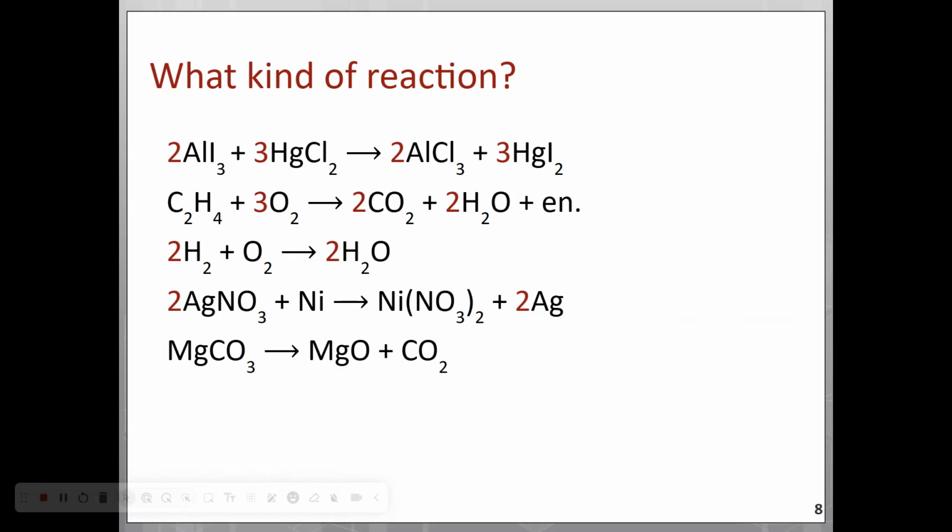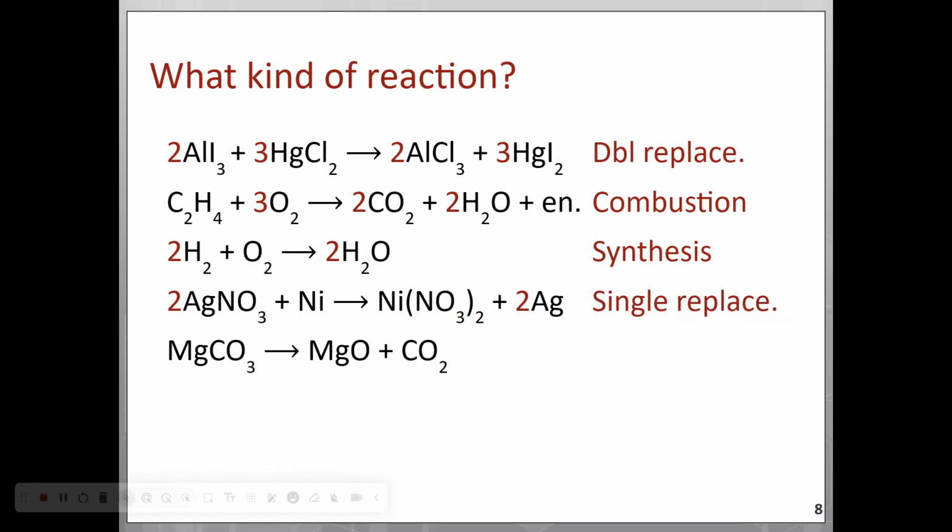So as a little practice here, if you want to look at these equations, feel free to pause the video here and see if you can identify these types of reactions. And I'll go ahead and reveal the answers. So the first reaction there, hopefully you came up with double replacement. And the next one has a pretty big giveaway in the products, combustion. Third one is synthesis. Fourth example, single replacement.